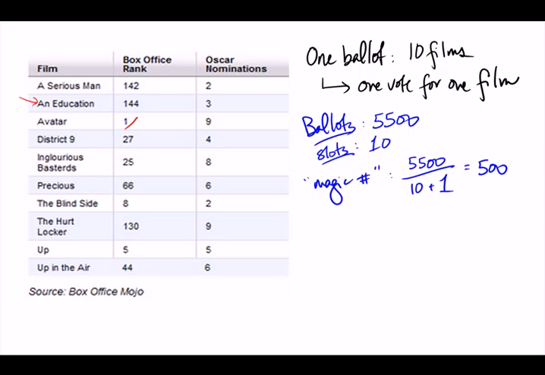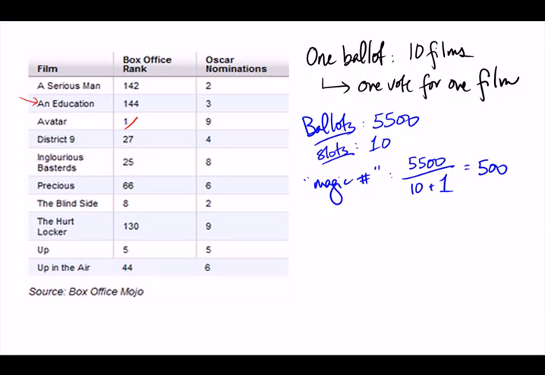At the beginning of this process, there are 10 nomination slots to fill. So at the beginning of the process, the magic number is the total number of ballots still in play divided by the number of slots plus 1. So 5,500 divided by 11, which is 500. And what happens is any film where the ballot votes are over 500, so 501 and above, they automatically are in the mix, and it continues.